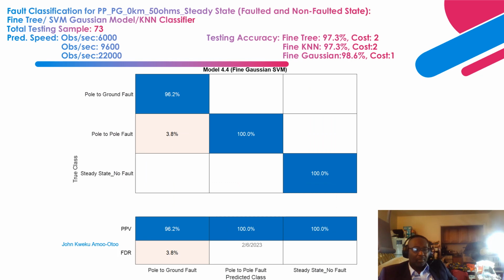Then another confusion matrix in different form, and positive predicted values. What this is telling you is the correct classification after training, after testing. So testing 73, these are all the percentages that I obtained, and the only misclassification was 3.8% between pole to ground faults, for pole to ground faults. And this one is 0 and 0.